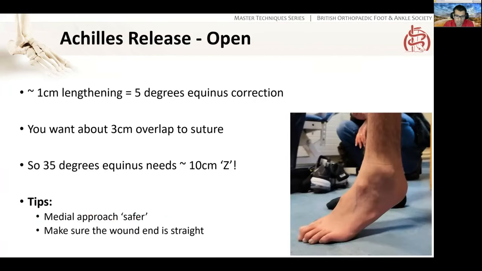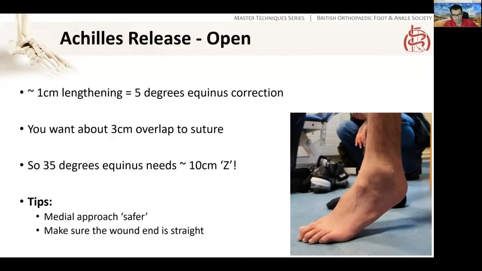I reserve an open release for someone who's got true ankle equinus and something like this. So this patient's actually not CMT, they're HSP. But over here, they've got about 35 degrees of equinus. And the formula that you can use is 1 centimeter of lengthening of the Achilles gives you roughly about 5 degrees of equinus correction. And then you want to overlap by about 3 centimeters at least. So to correct a 35-degree equinus, you need about a 10 centimeter Z.